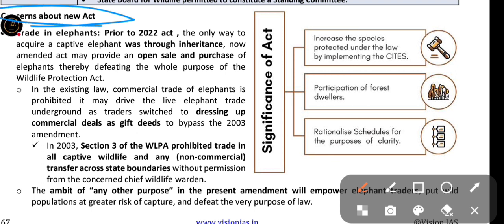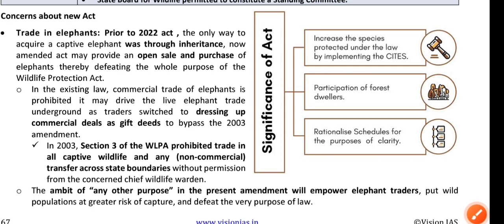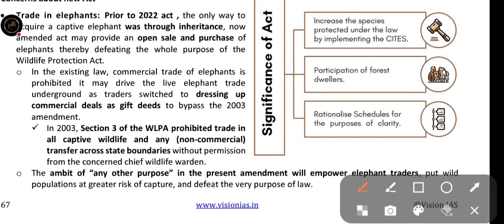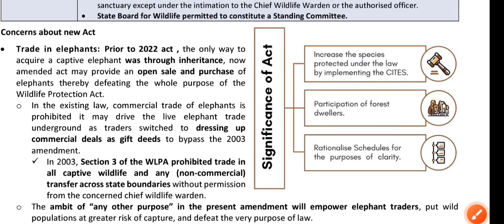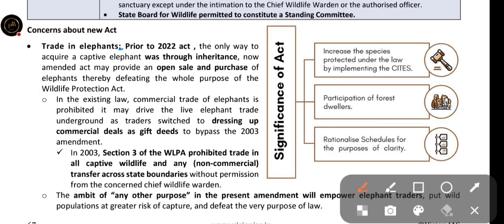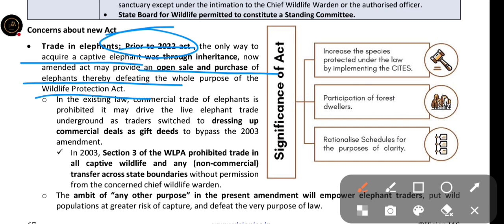And concerns, what are the challenges about this act, such as the trade in elephants. Okay, prior to the 2022 Act, that is the Wildlife Protection Act 1972, the only way to acquire a captive elephant was through inheritance. Now the amended Act may provide for open sale and purchase of elephants, thereby defeating the whole purpose of the Wildlife Protection Act.